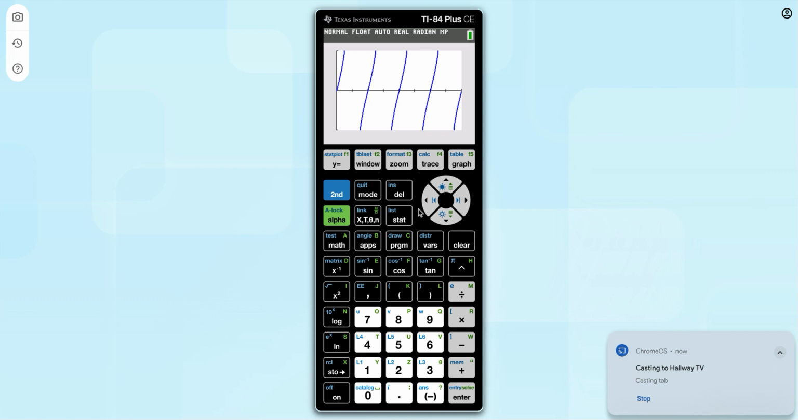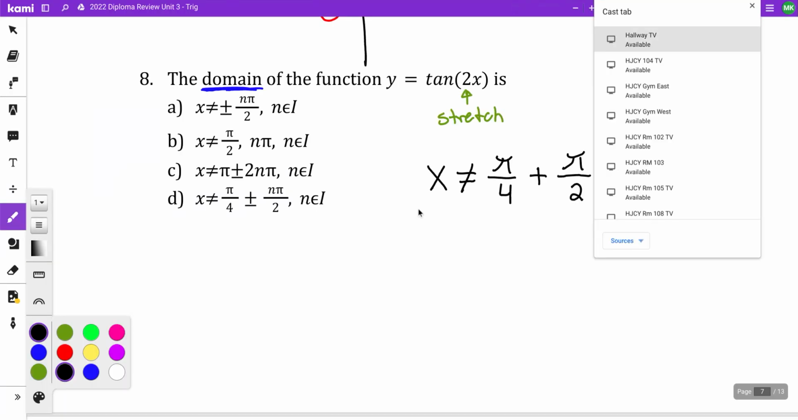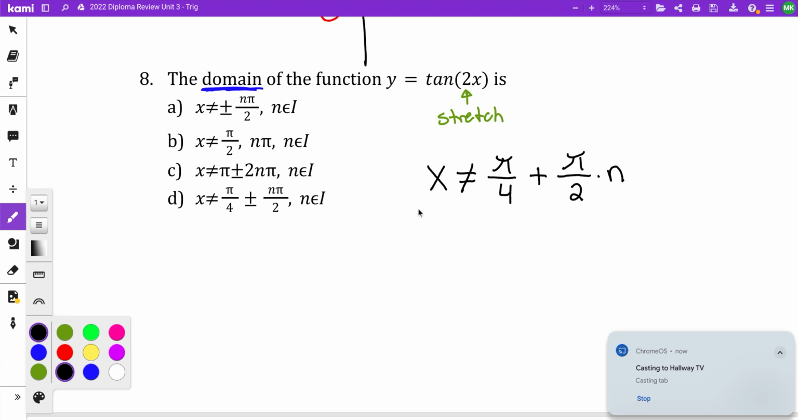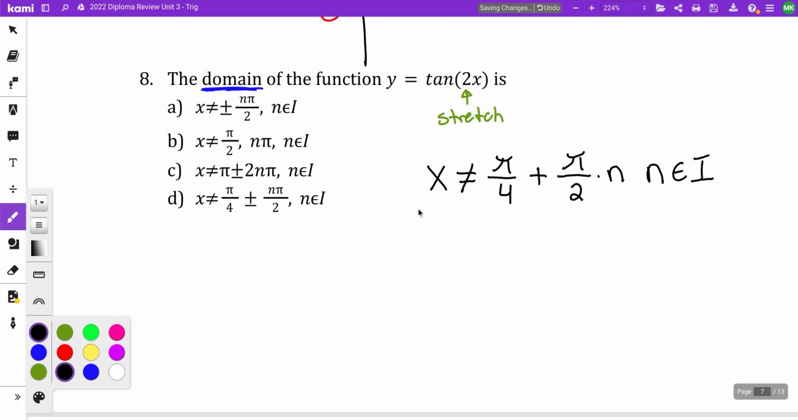Here's my first asymptote, pi over 4. To get to my second asymptote, that was 3 pi over 4. That's a half a pi away. That's 2 pi over 4 away. 2 over 4 is 1 over 2, so it's pi over 2 away. Again, I multiply it by n because it happens every half pi, and n has to be an element of the integers. Answer is, oh gosh, no, it's D.